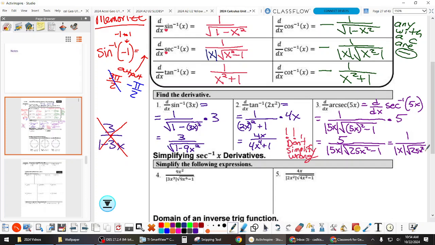Now, that's what we're going to do next. So there it fits. Any questions so far? Okay.